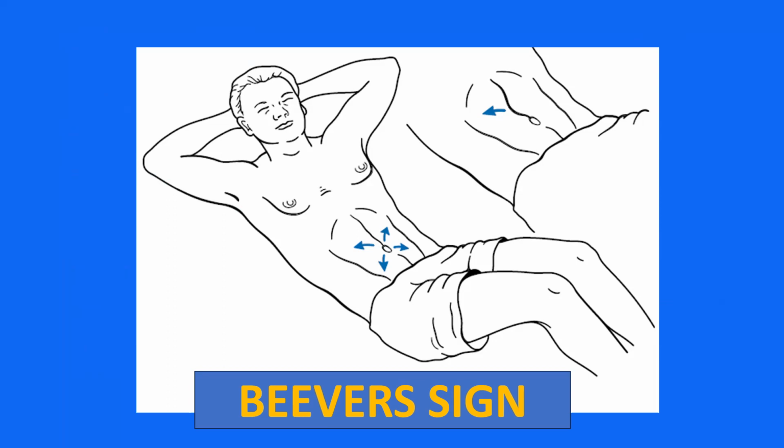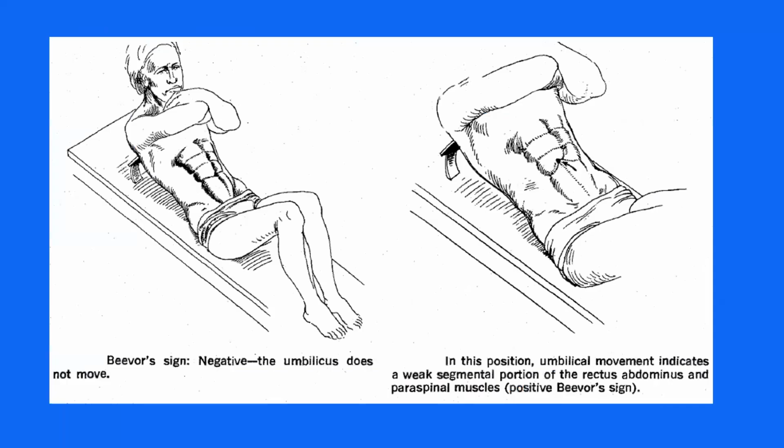This shows you it further, and it goes up. If it doesn't go up, it's normal. This is negative on the left side. But if it goes up and goes to one side, in this position, the umbilical movement indicates a weak segment portion of the rectus abdominis below T9 and paraspinal muscles. And this is a positive Beaver's sign.